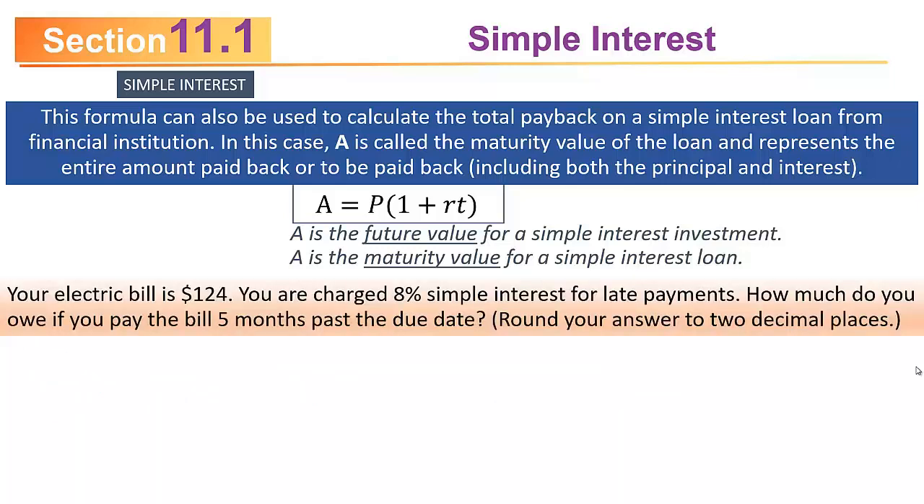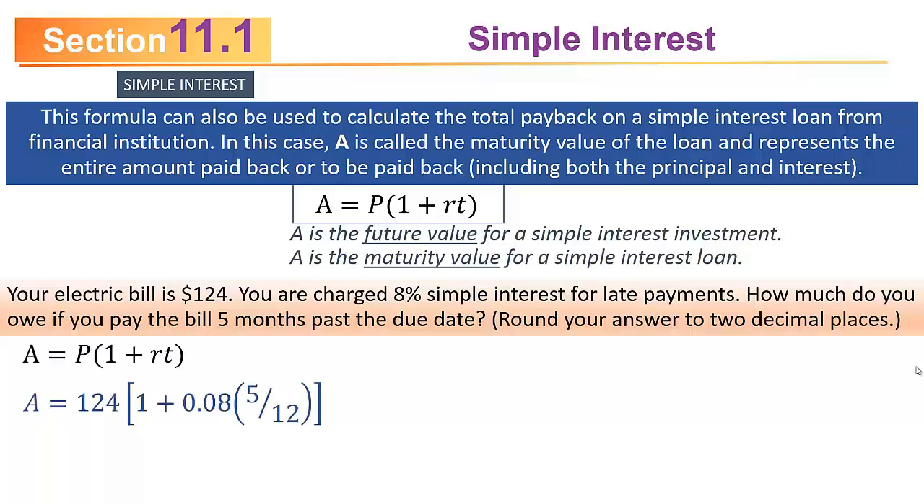And this one, your electric bill is $124. You are charged 8% simple interest for late payments. How much do you owe if you pay the bill 5 months past the due date and round your answer to 2 decimal places. Again, same formula.